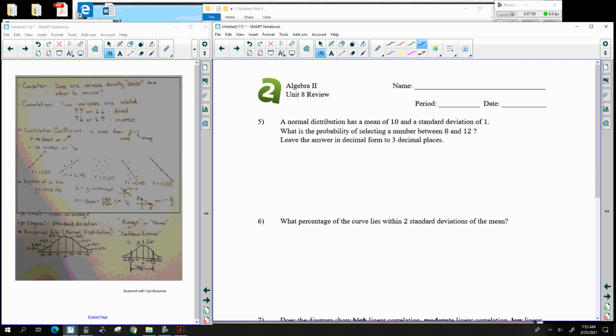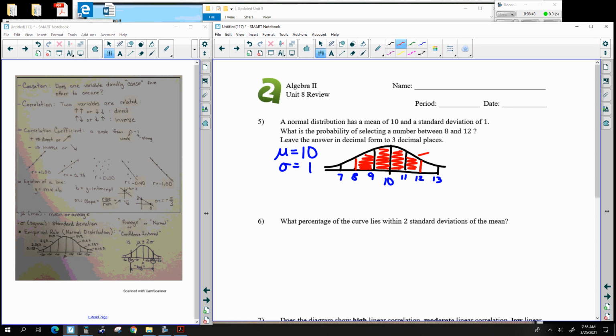All right, here we have a mean, aka an average, of 10, and a standard deviation of 1. So 10 with a standard deviation of 1. And they want to know what is the probability, or excuse me, the percentage, between 8 and 12. So 8 all the way up to 12. That's the stuff that is encompassed within 8 to 12.